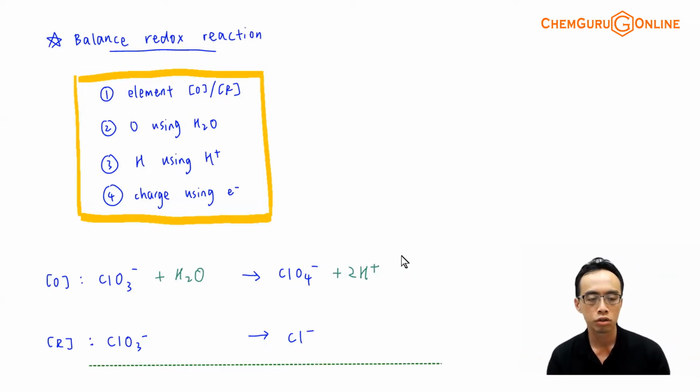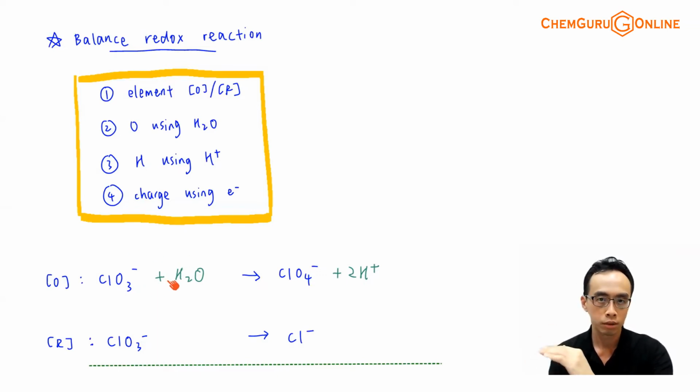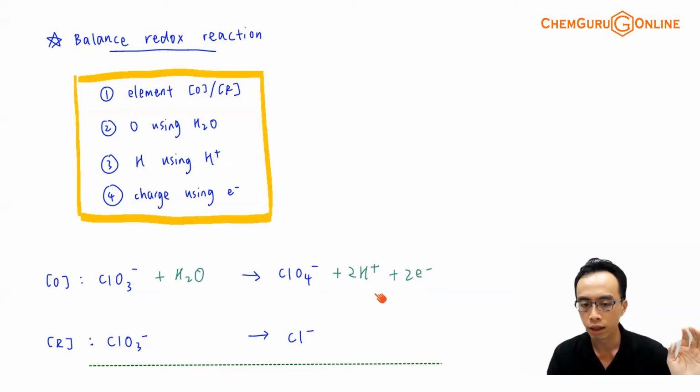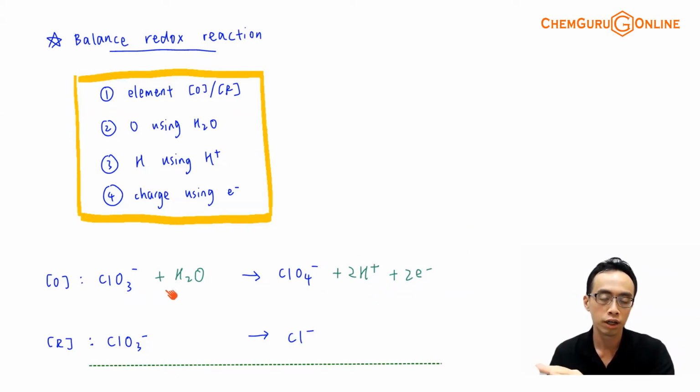Finally, I'll balance charge using electron, step number 4. On the left hand side, overall it is a -1 charge. On the right hand side, overall it is a +1 charge. Electrons are negatively charged, remember that? So if on the right hand side it is more positively charged, I should be adding electrons on the right hand side. So if I add 2 electrons on the right, the overall charge on the right hand side will be -1, same as the overall charge on the left hand side. So now on both sides of the equation, the overall charge will be -1.